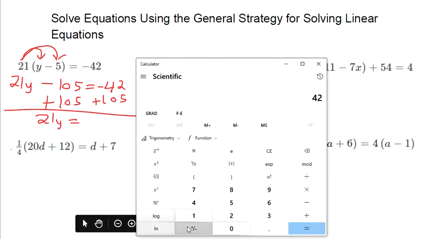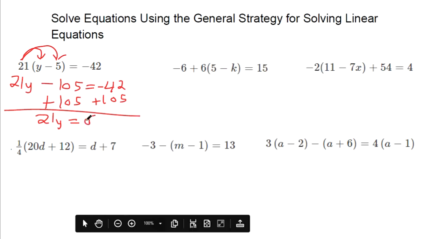Make sure you punch a negative in your calculator, plus 105. It should be a positive number because the positive is bigger in this addition subtraction problem. Got 63 here. And then the final step that says 21 times y equals 63. So you got to divide 21 from both sides. So y is going to be 3 when you use a calculator for that part.